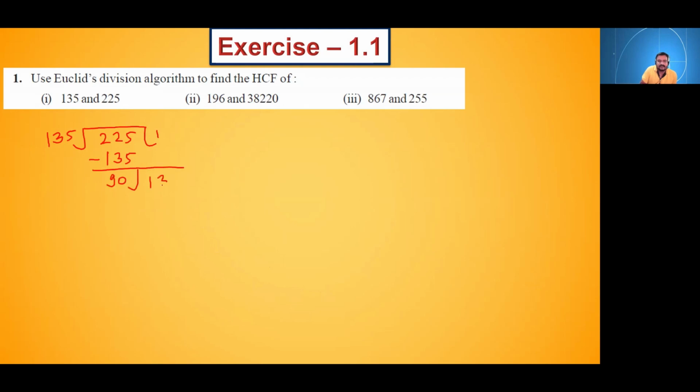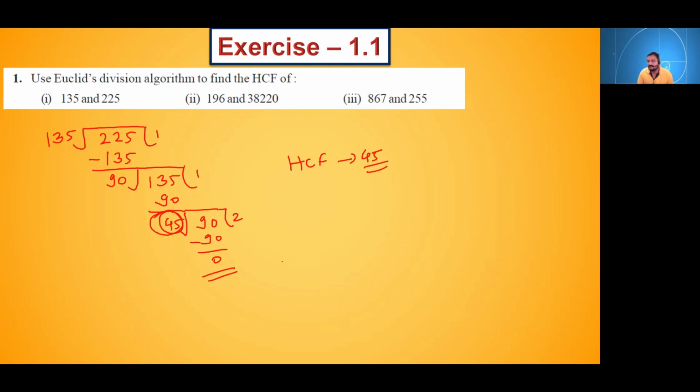This 135 will come here. 1 is 90. So here it will come 45. This 90 will come here. Yes, HCF is 45. Correct. So 2 is 90, minus, here it will come 0. So the HCF is 45 in this case. Both come in the 45 table. HCF is 45.